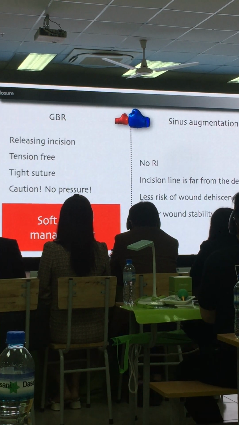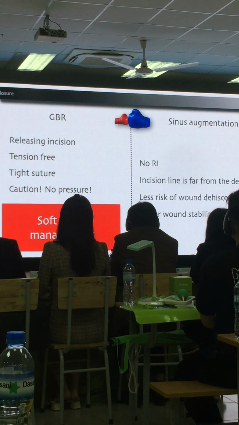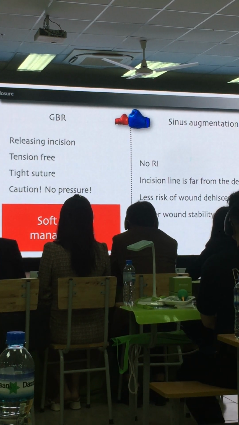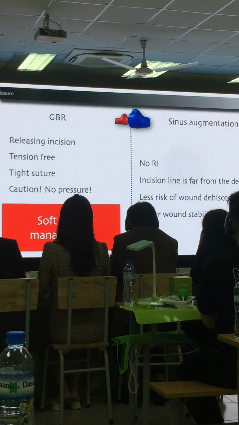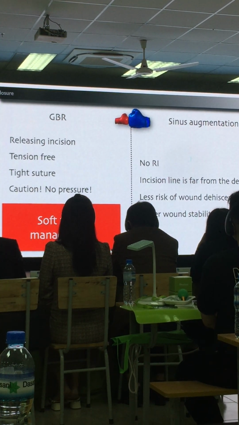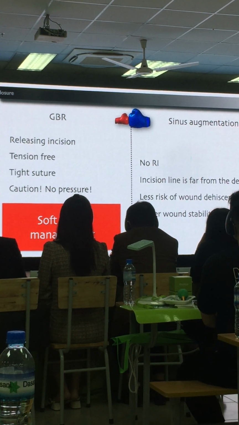On the other hand, there is no external volume change in the sinus augmentation procedure because the releasing incision is not necessary, and the incision lies far from the defect, on the native alveolar bone. Generally, wound dehiscence is rare. During the healing phase, you don't have to worry about wound stabilization.